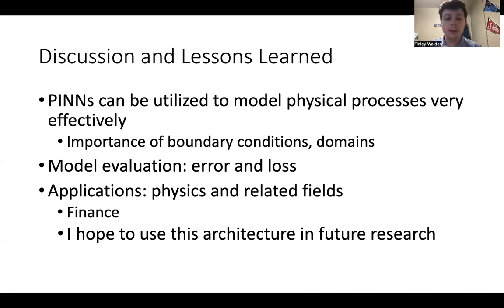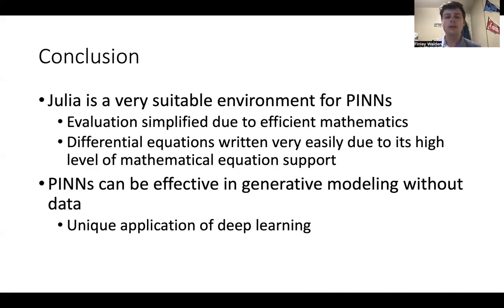Nonetheless, the physics-informed neural network and the partial differential equation will definitely be present in my future deep learning, especially generative modeling, when partial differential equations or ordinary differential equations are available. So the main conclusion is I found that Julia was very integral in the functioning of this code due to its efficiency and its simplification of these complicated mathematical terms.